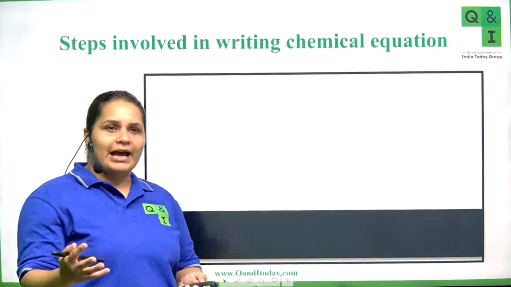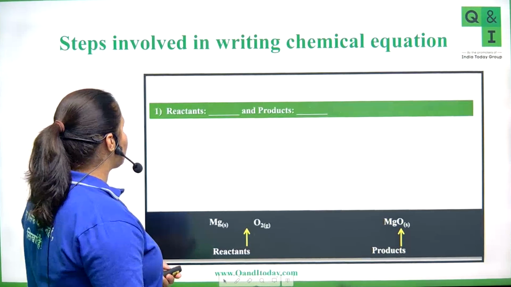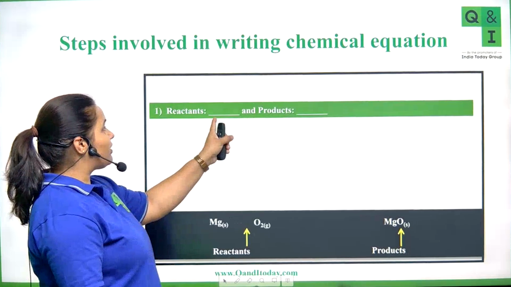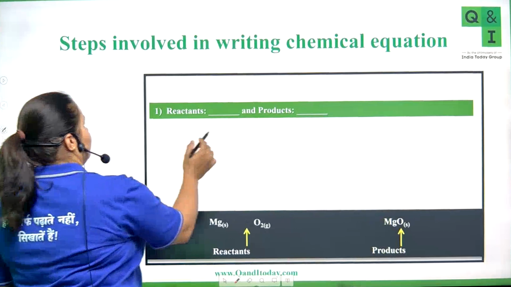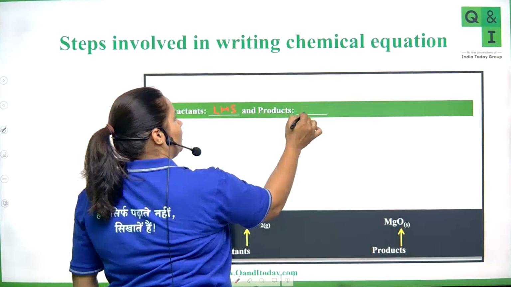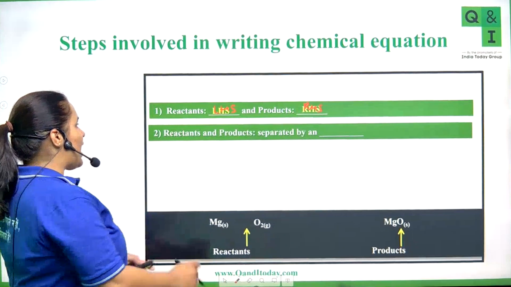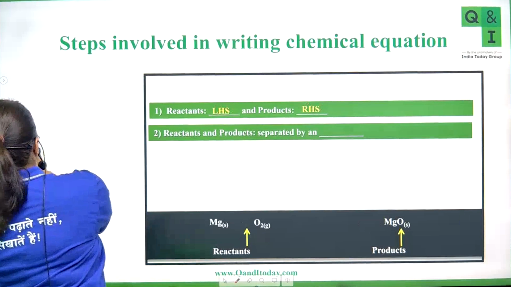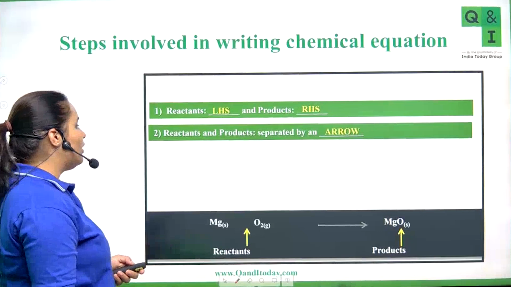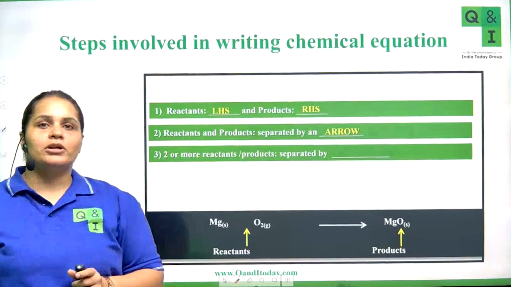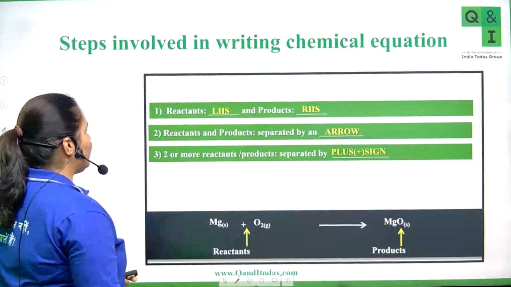So I'm just showing you the recap of what we did in the last session. When I give you this question, reactants are written on which side and products are written on which side? Reactants are LHS and products are RHS. Very good. Next one. Reactants and products are separated by an arrow mark. Exactly. Then two or more reactants or products are separated by a plus symbol. Exactly.